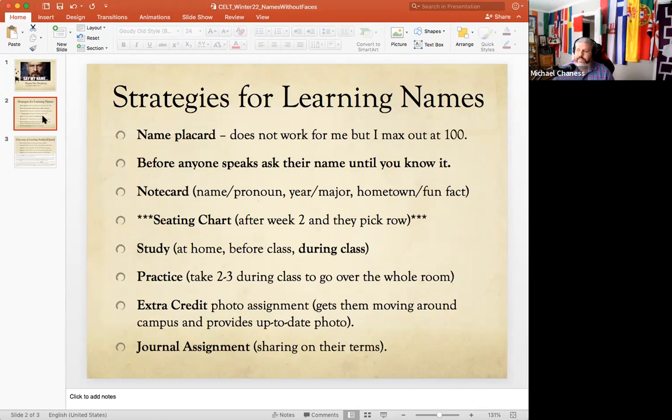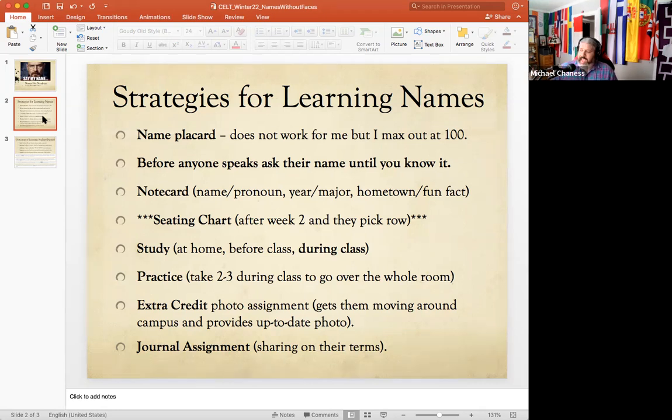My primary method for learning and memorizing their names is a seating chart. My big format class takes place in Lanigan 102 and 104, so I have those rooms mapped out. I know how many rows there are and how many seats in each row, and I make that grid pattern on a piece of paper.